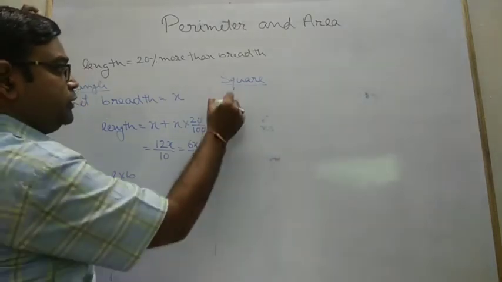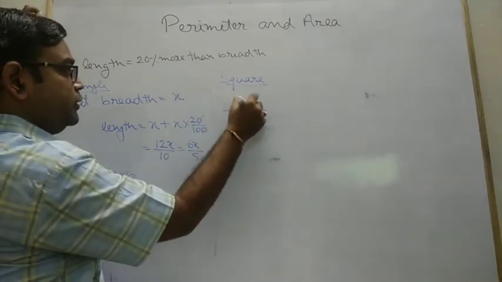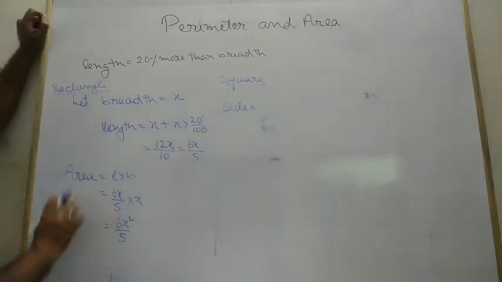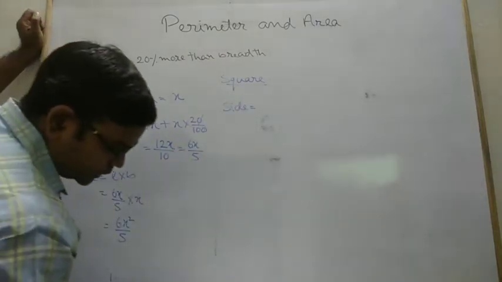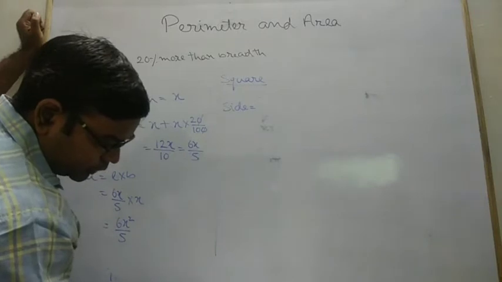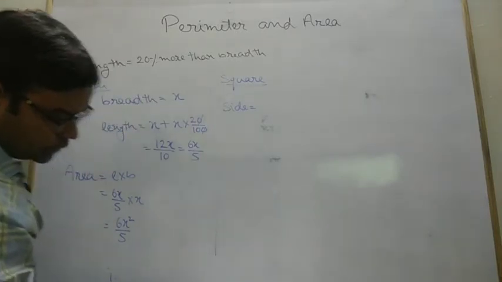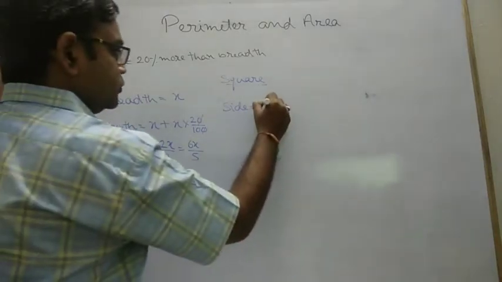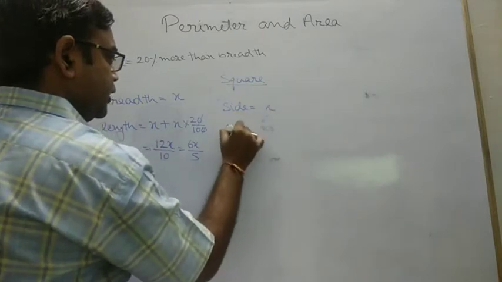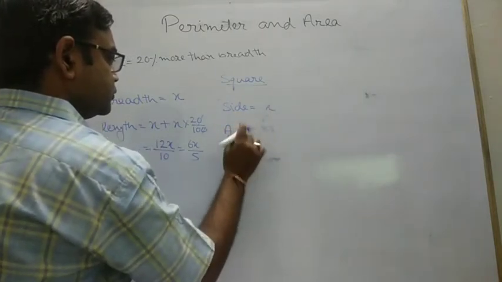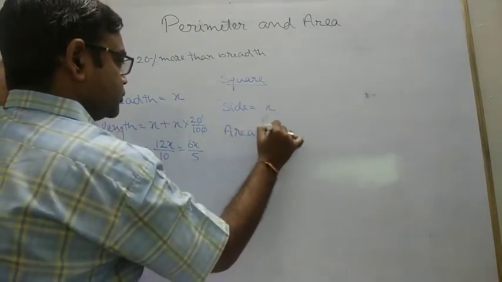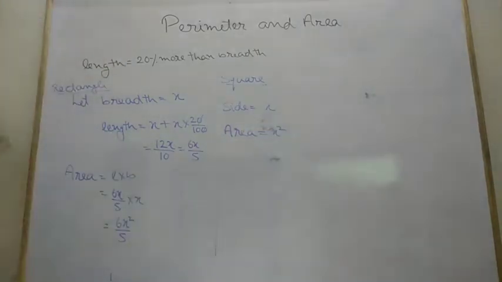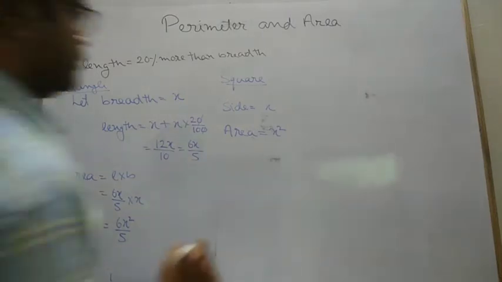So what is the side? Side equals the breadth. The question says the square whose side is equal to the breadth of the rectangle. The side equals x, so area equals x square. Area equals x square.